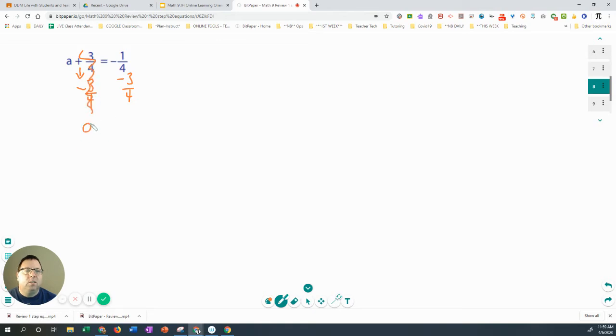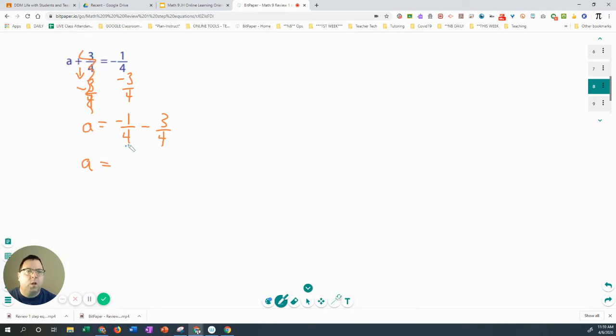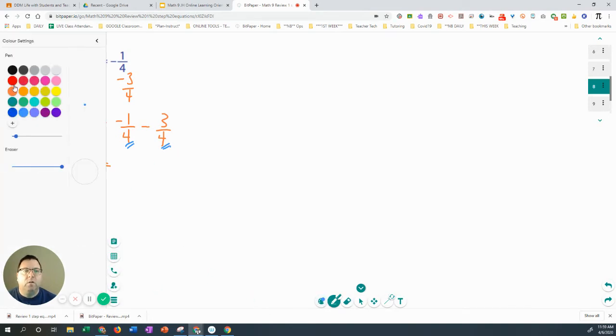Okay? So that has a nice little effect of becoming a zero pair. In other words, it cancels out to 0. And what are we left with? We're left with -1/4 subtract 3/4. Okay, so what's one thing we notice already? Well, small advantage, I guess. This is not a super complicated problem because guess what we already have? We already have a common denominator. So at least that part is done for us, right?